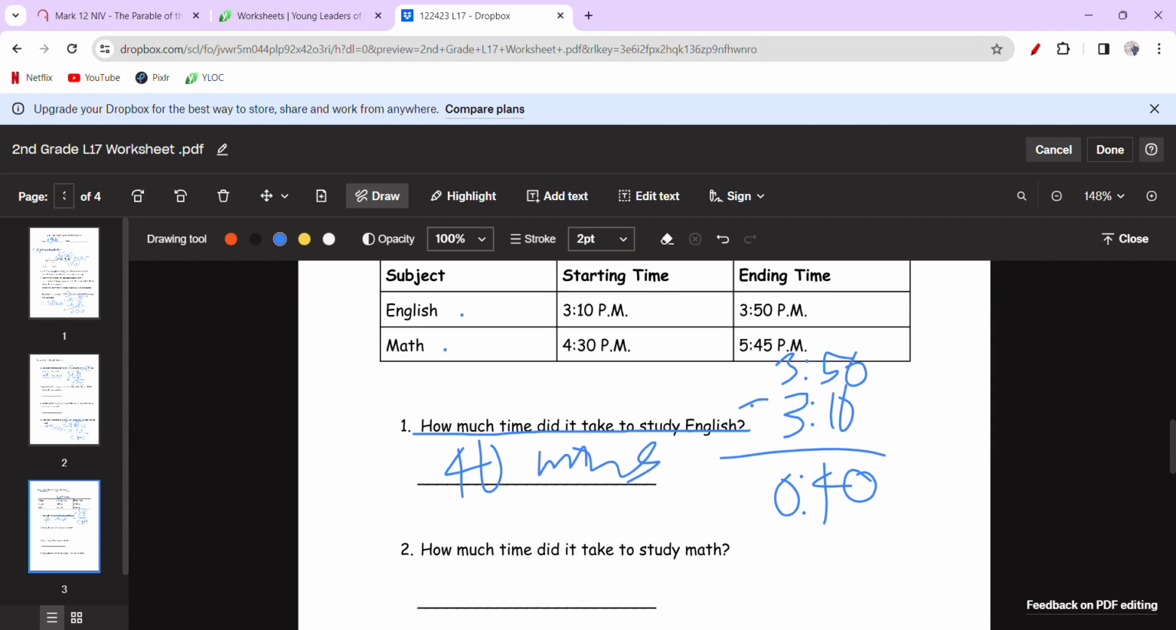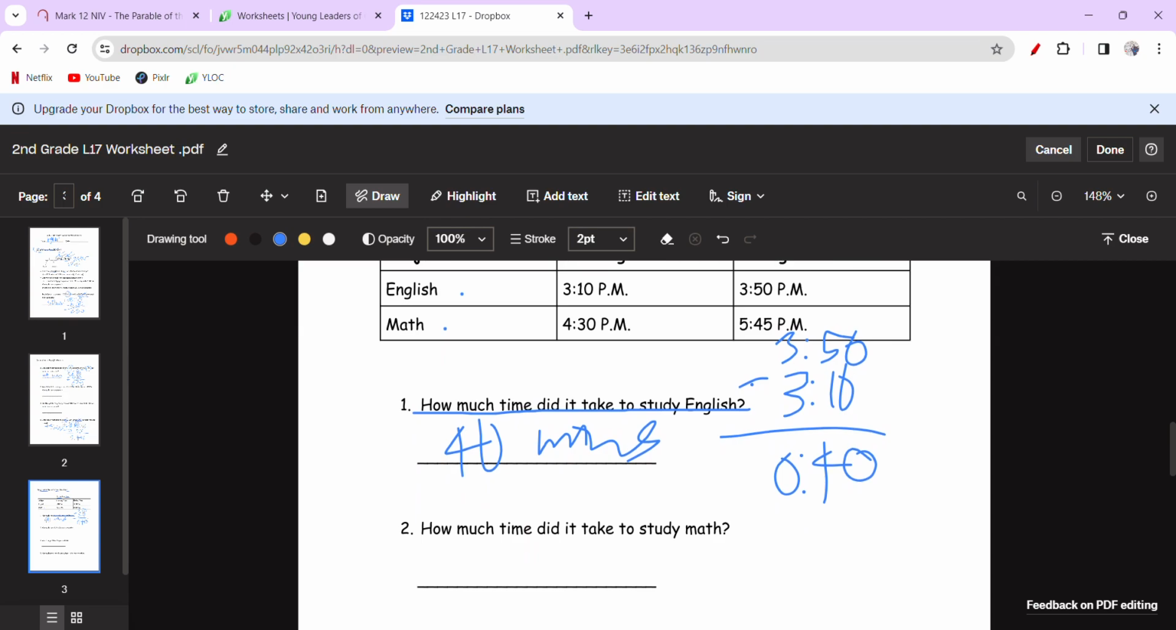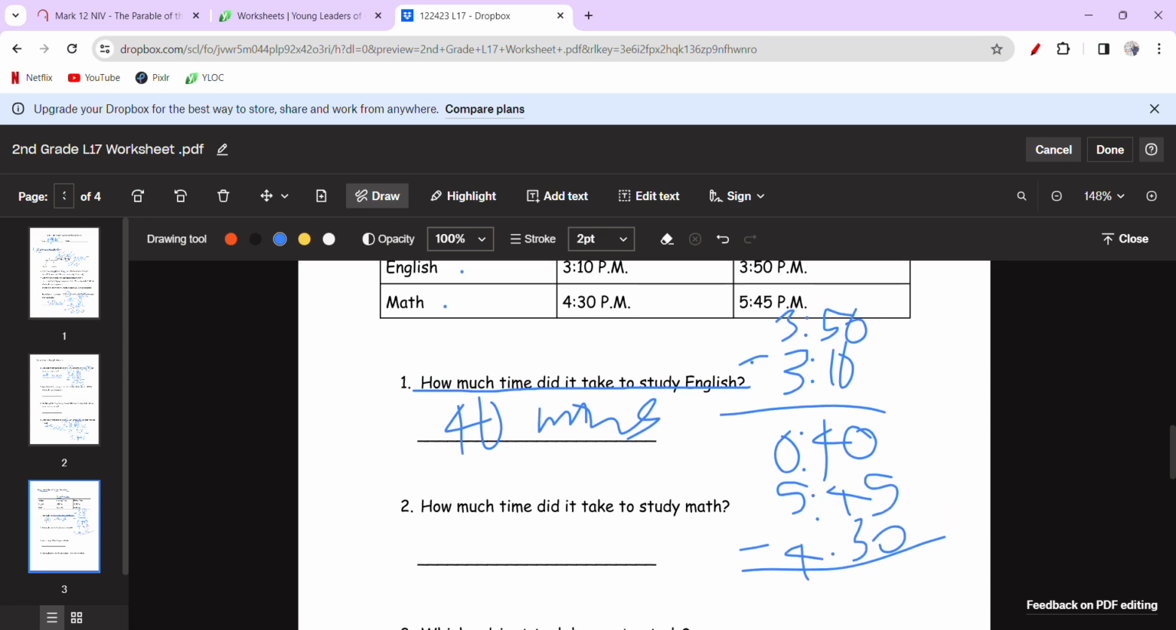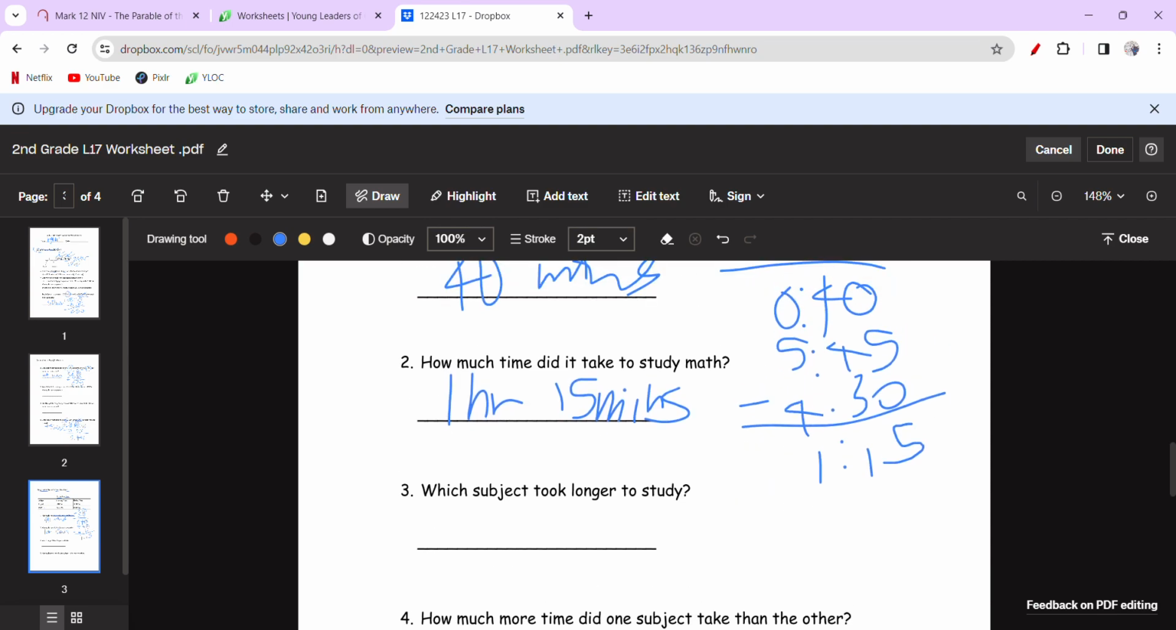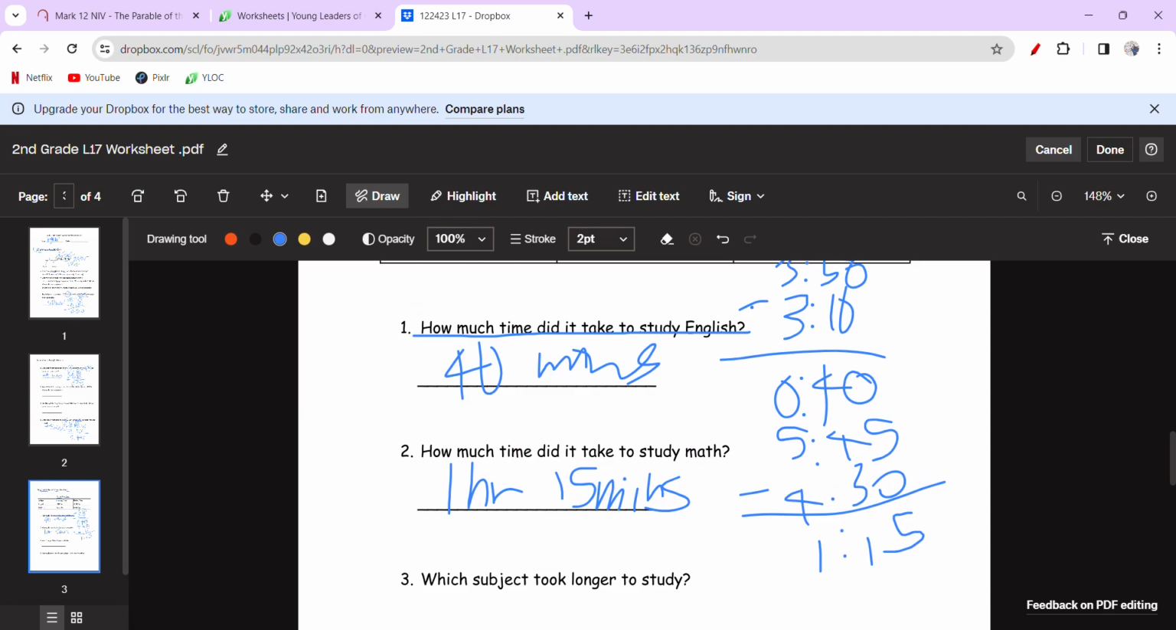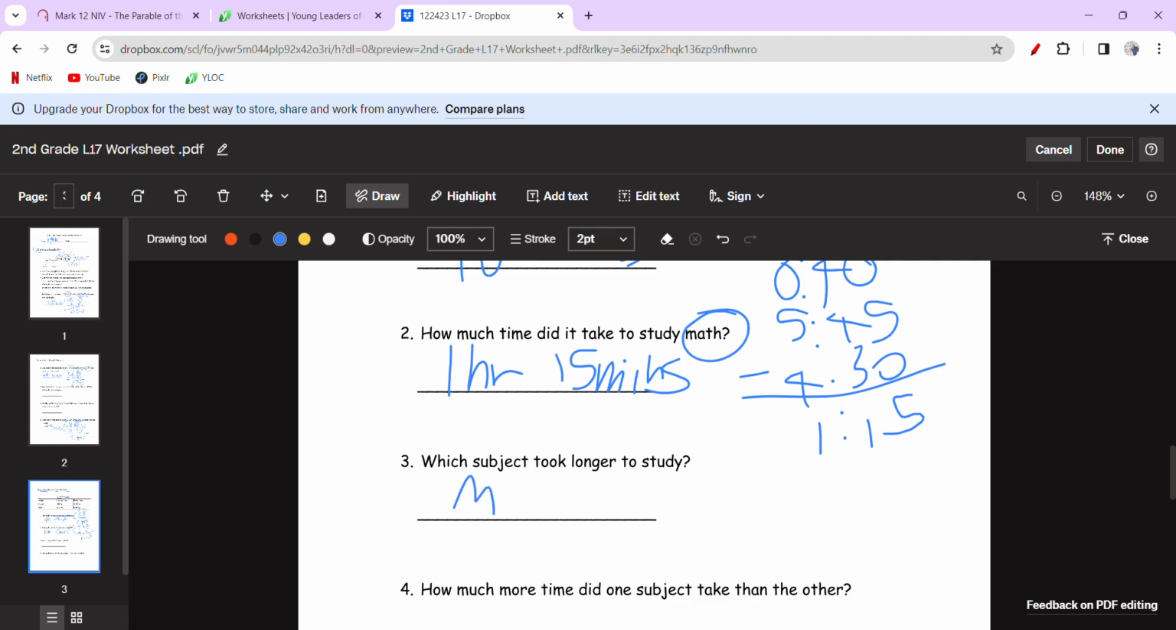How much time does it take to study math? Same thing, we would minus the current time and then the original time. 5 minus 0 is 5. 4 minus 3 is 1. 5 minus 4 is 1. So we will know that it took 1 hour and 15 minutes. Which subject took longer to study? Obviously, it would be math, right? Because this is longer than 40 minutes. So it would be math.